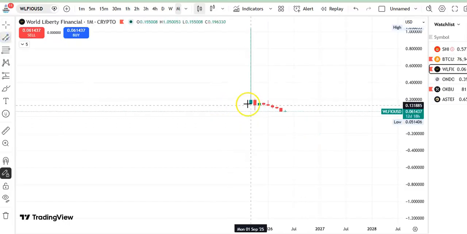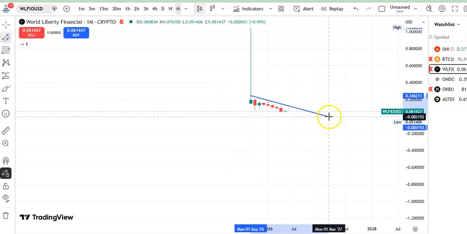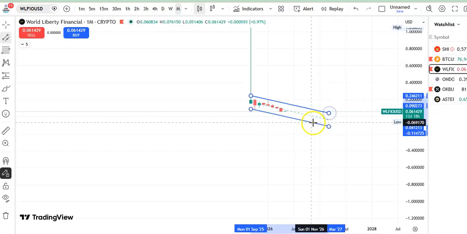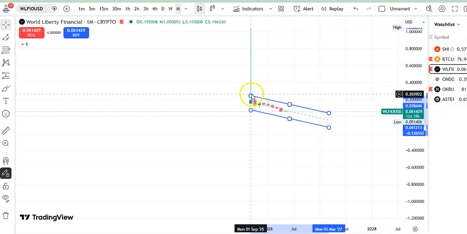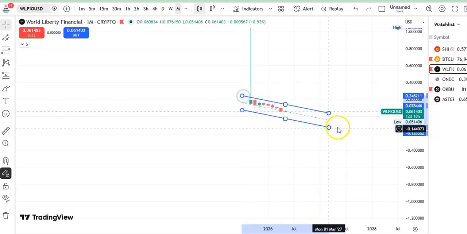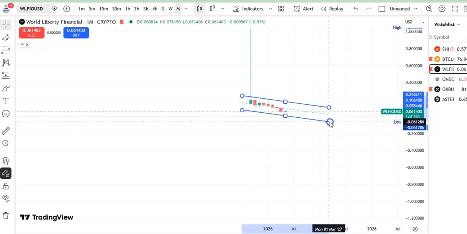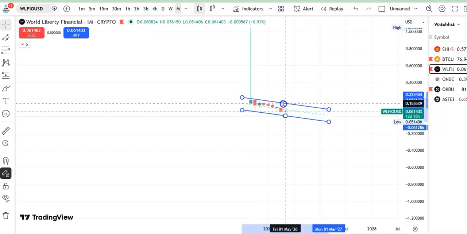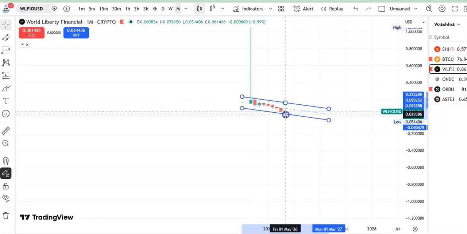You can see this is the resistance trend line, and this is the support trend line. Within this channel pattern only the fall is taking place, so you can see that very clearly. And this is the resistance trend line, and this is the support trend line.